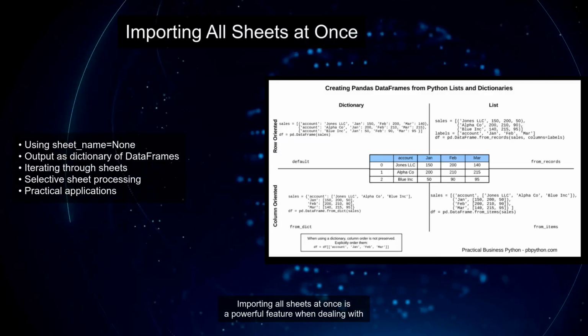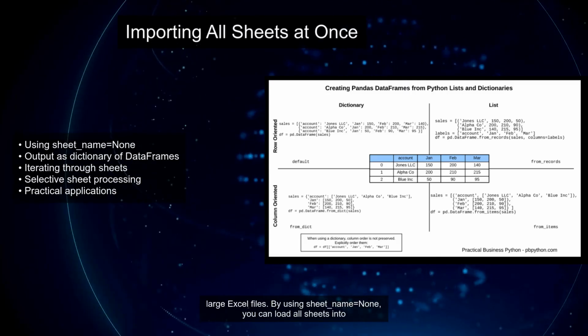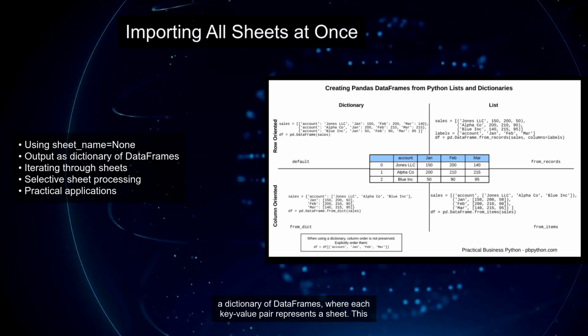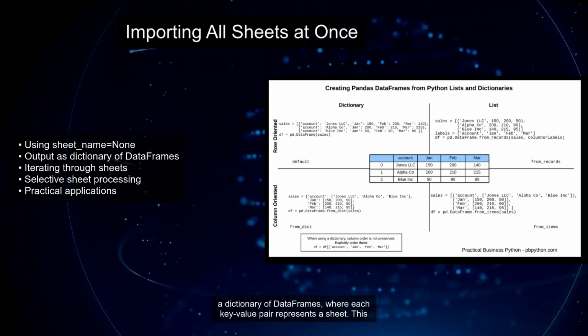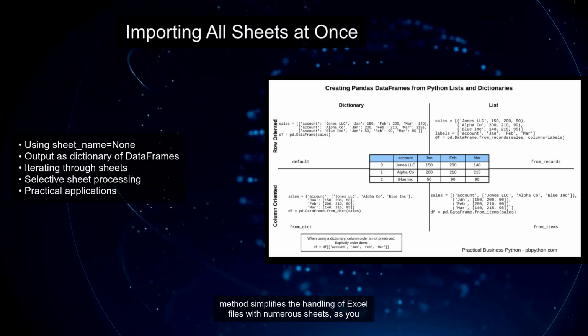Importing all sheets at once is a powerful feature when dealing with large Excel files. By using sheet_name=None, you can load all sheets into a dictionary of data frames, where each key-value pair represents a sheet. This method simplifies the handling of Excel files with numerous sheets, as you can iterate through the dictionary and process each data frame separately.